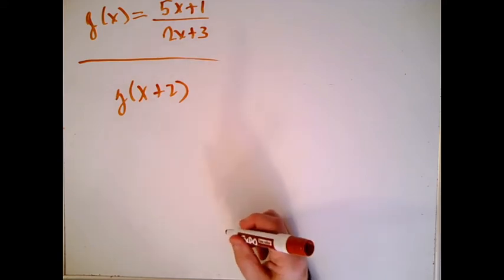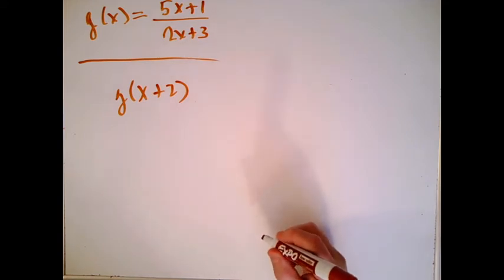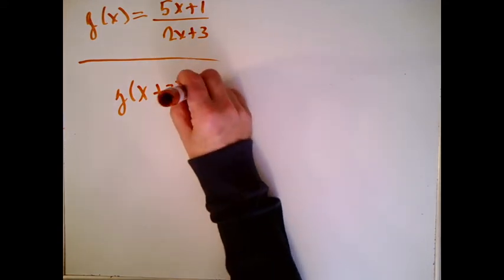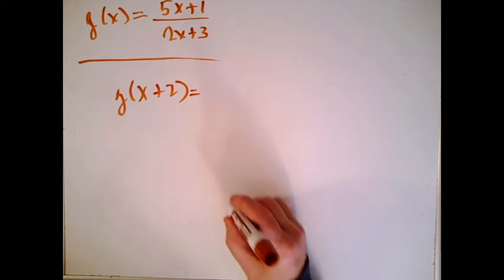Now you might remember, and we'll do this certainly graphically later, that this takes the graph of g and moves it 2 units to the left. But this one's about algebra, so what is this asking us to do? It's asking us, wherever we see an x in the original function, put an x plus 2. So we're going to do that.